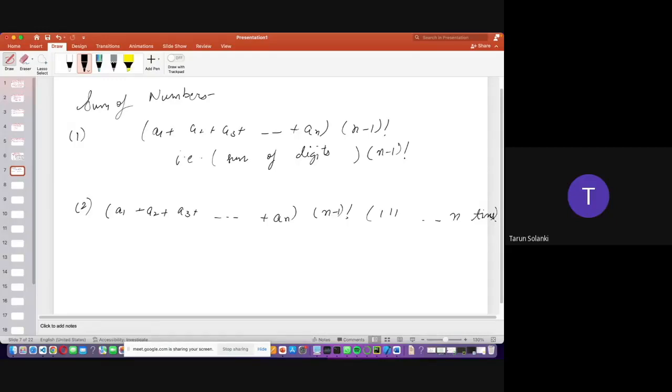So the first one was for given n different digits like a1, a2, a3 up to an. The sum of the digits in the unit place of all numbers formed, if the numbers are not repeated, this condition is given. So that will become a1 plus a2 plus a3 up to an times n minus 1 factorial. That is the sum of digits into n minus 1 factorial. The second is the sum of the total numbers which can be formed with given n different things a1, a2 up to an. That is a1 plus a2 plus a3 up to an times n minus 1 factorial into 111 n times. Okay, so this was for the sum of the total numbers which can be formed with given n different things or n different digits.